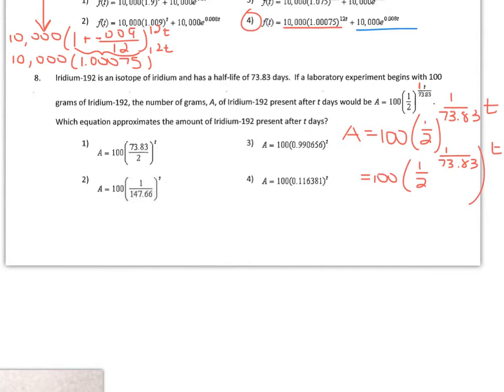Now from here, all you have to do is just plug this into your calculator, and when you plug in 1/2 to the 1 over 73.83 power, you'll see that we get that decimal that matches up with choice 3. So choice 3 would be the answer.